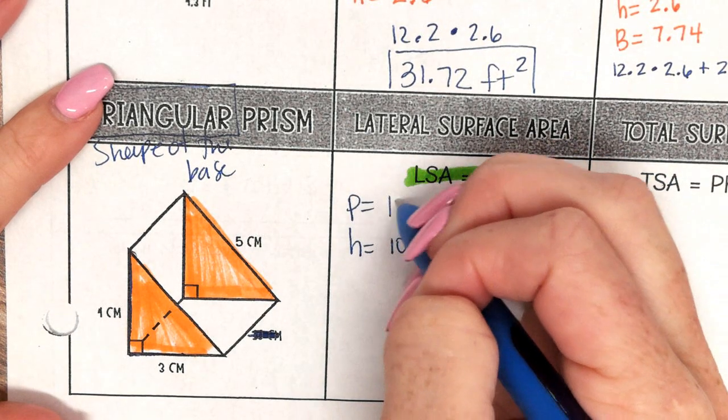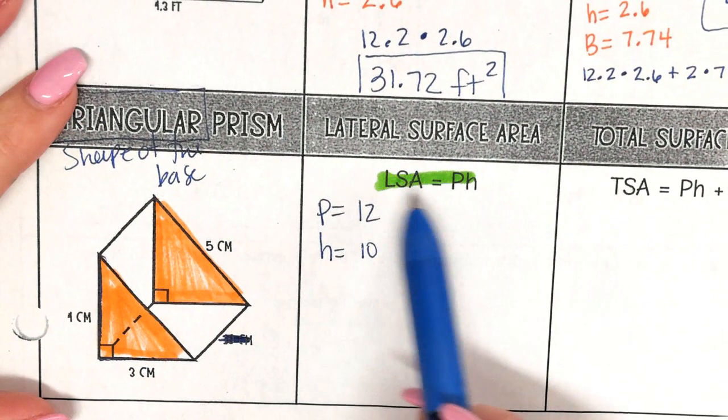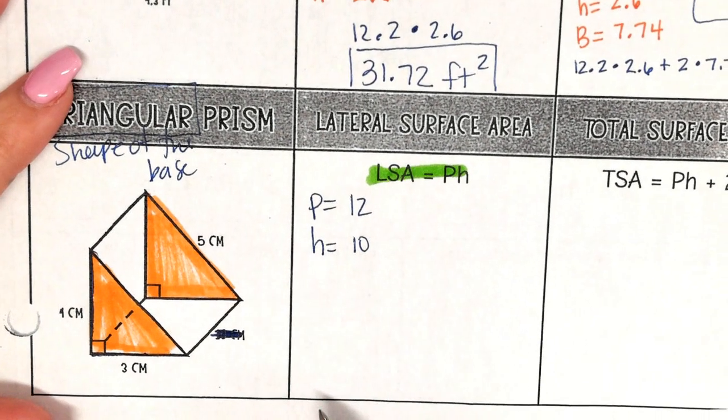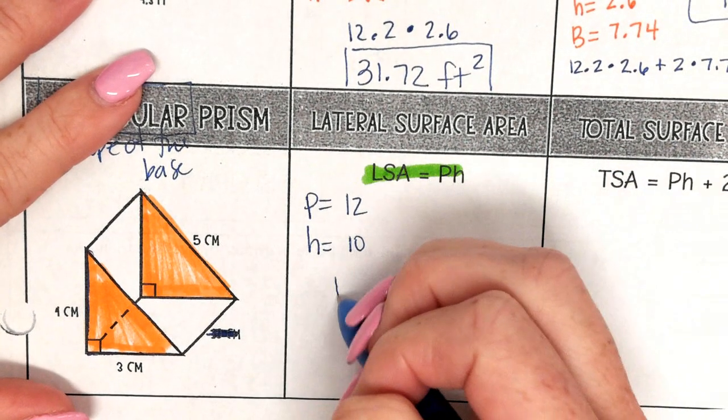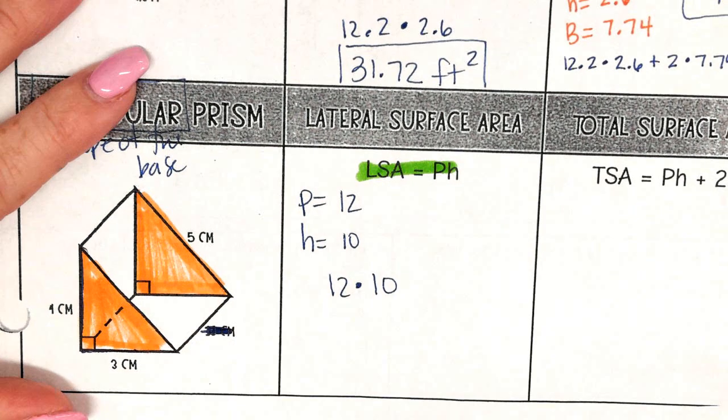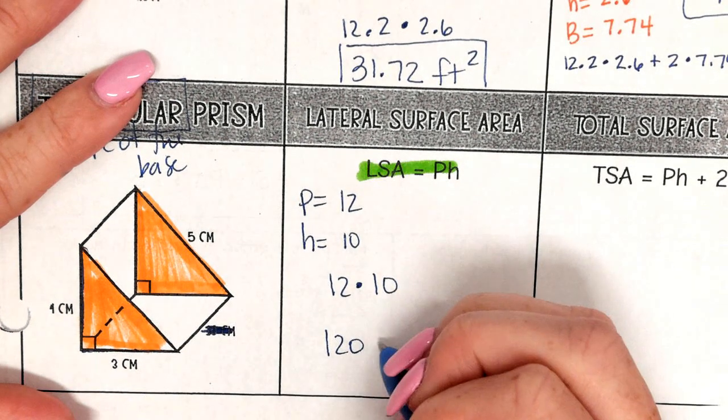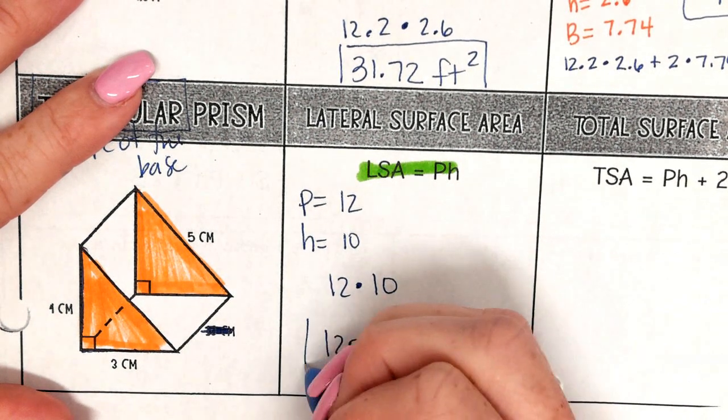12. Do I have all the pieces of lateral surface area? Yes, so I'm just going to do P times H. What's 12 times 10? 120 centimeters squared.